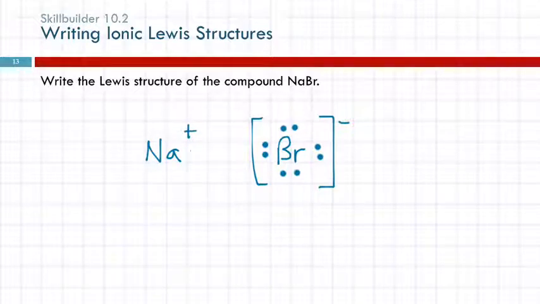So Lewis structures help us to understand how ions form, but we don't often draw Lewis structures for ionic compounds. It's more of an explaining, learning sort of thing. We do it a lot more for covalent compounds.